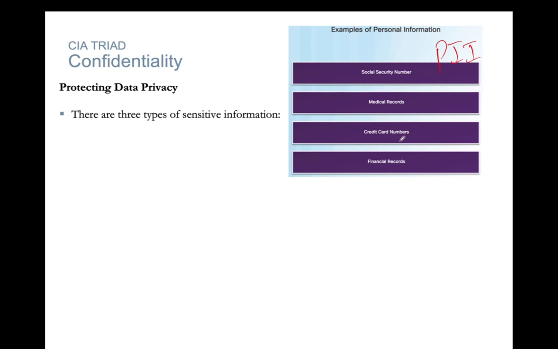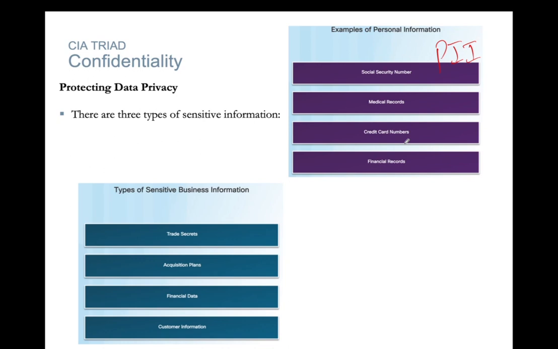Another type of sensitive information is business information. Business information includes anything that poses a risk to the organization if discovered by the public or a competitor. In this figure, you can see categories of data such as trade secrets, acquisition plans, financial data, or customer information.